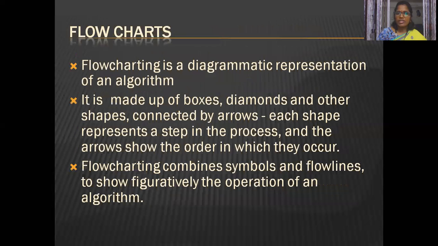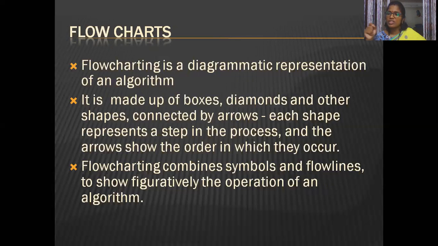Right? Next, flowcharts. Flowcharting is a diagrammatic representation of an algorithm. We have seen all the statements as stepwise instructions. So here the stepwise instructions are shown as diagrams. It is made up of boxes, diamonds and other shapes connected by arrows. From one step to another step, we connect it by arrows. Each shape represents a step in the process.